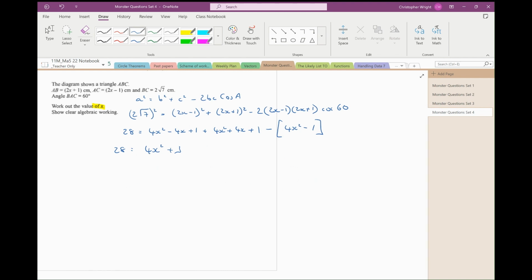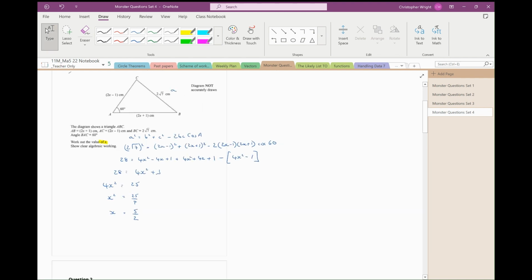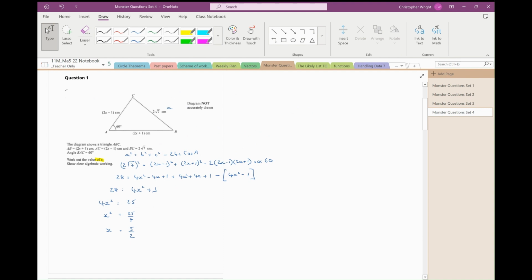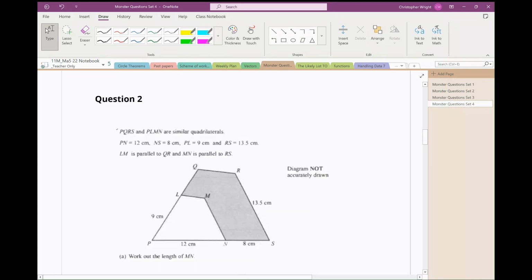Now I've got to solve this to find x. So 4x squared will equal 25. So x squared will equal 25 over 4. So x will equal the square root of 25 over 4, 5 over 2. And that is question 1 done. Question 2.